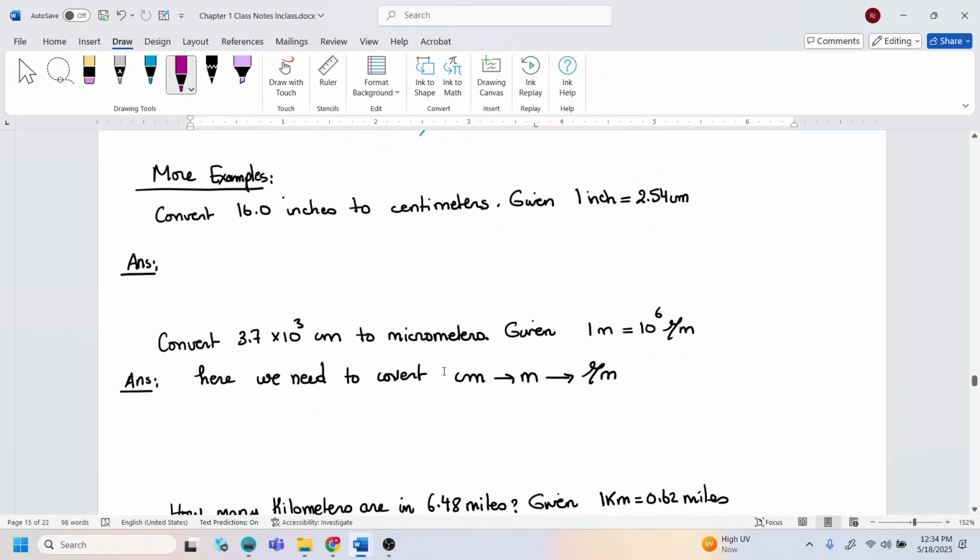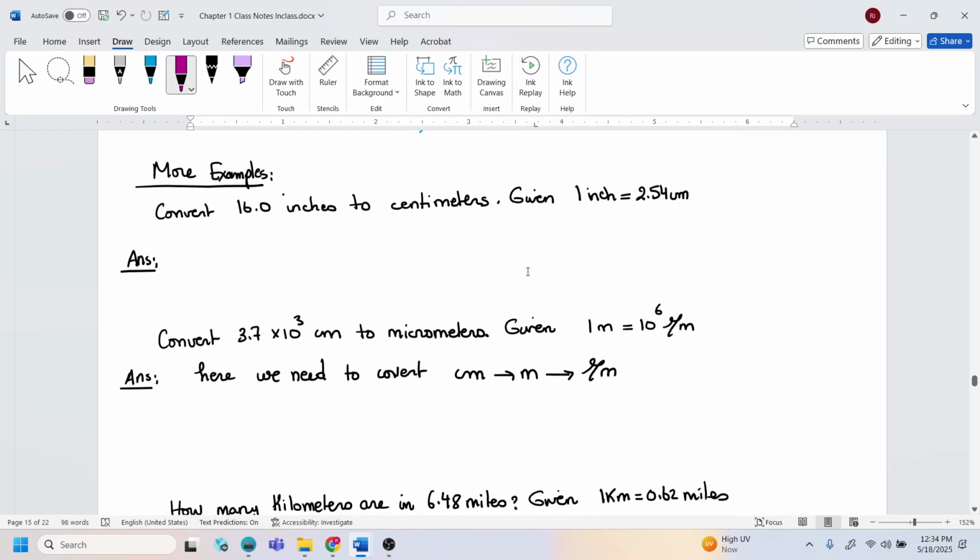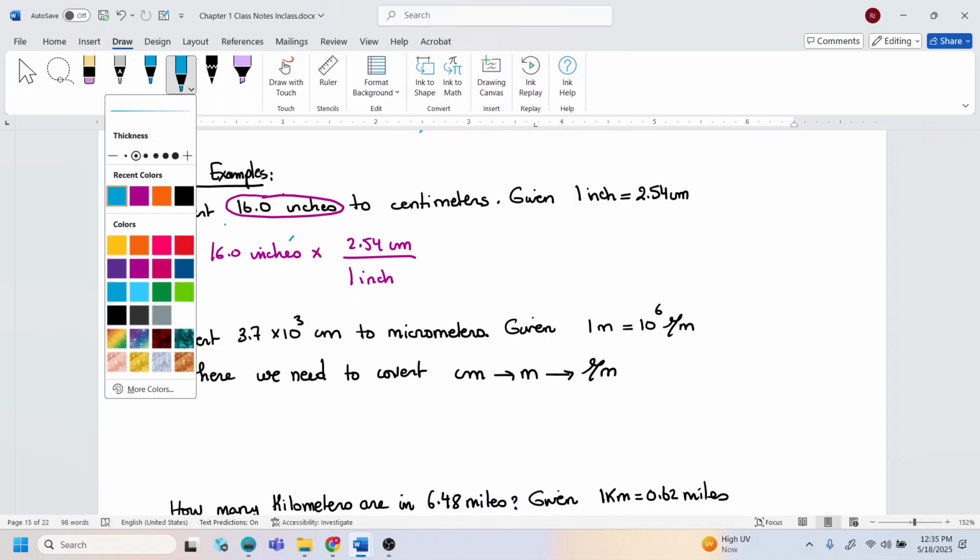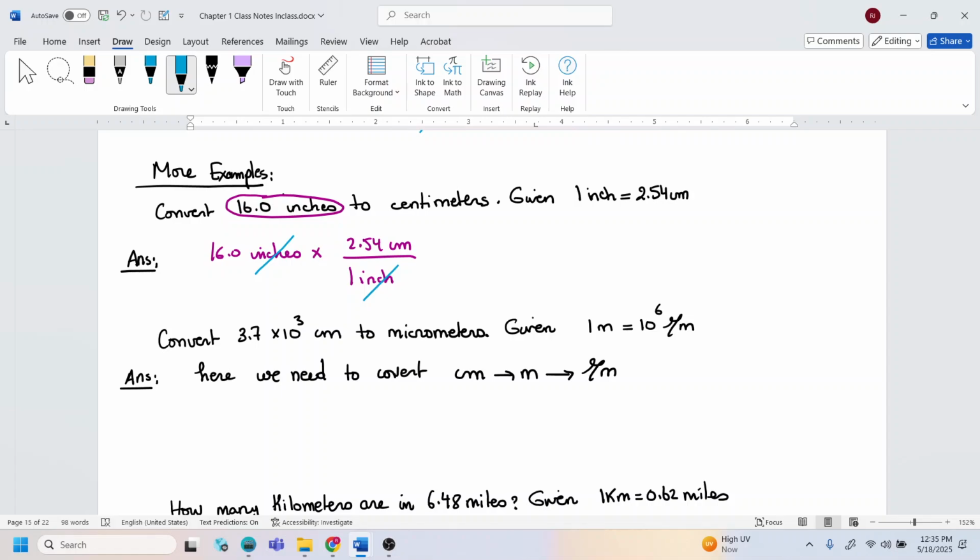Let's have another example. Convert 16.0 inches to centimeters. Given 1 inch is 2.54 centimeters. Now I want my conversion factor to cancel the inch and introduce the centimeter. That's what I want it to be. So you always start with your given. Your given is 16.0 inches. My conversion factor needs to cancel the inches, so this is 1 inch, and that is equivalent to 2.54 centimeters. So my conversion factor introduces the centimeter and cancels the inches in there. So the inches are canceled out.